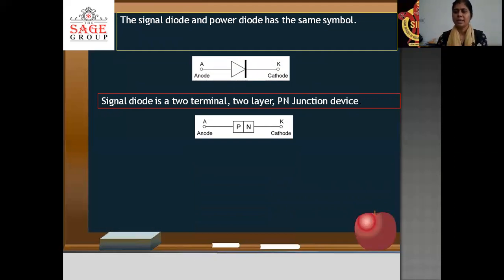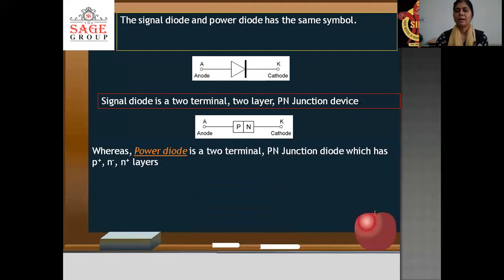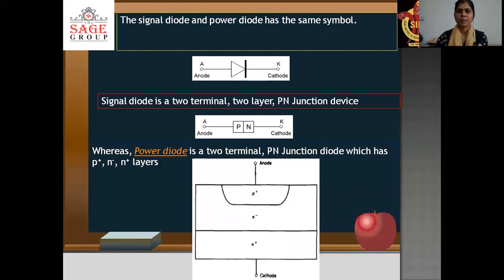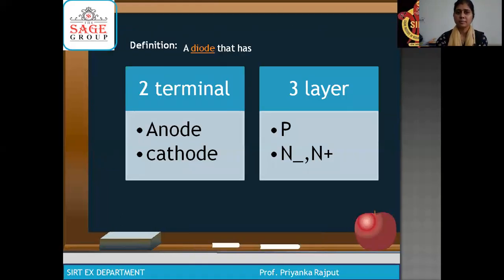This is the structure of a signal diode. Whenever we sandwich P-type semiconductor and N-type semiconductor together, it makes a PN junction diode. It has two terminals, anode and cathode. Whereas the power diode is a two-terminal PN junction diode which has P plus, N minus, and N plus layers. This is the structure of a power diode. It has two terminals similar to signal diodes, anode and cathode, and its layers are P plus, N minus, and N plus.